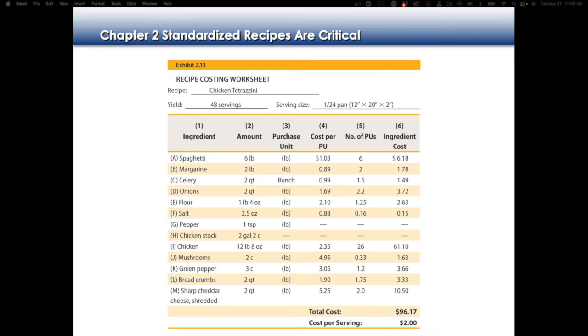We look at the cost per unit. This is the PU, or purchase unit. We look at the number of purchase units, how many we have to purchase, and then we carry that cost out to get the ingredient cost. We add all the ingredient costs together and we get our total cost. Then we divide it by the number of servings and we get our cost per serving. Let's look at it in a real world example.